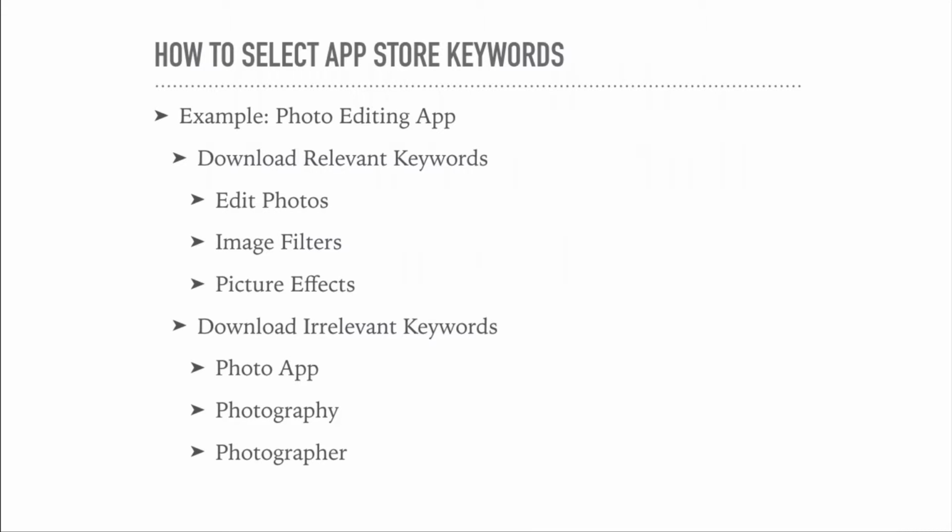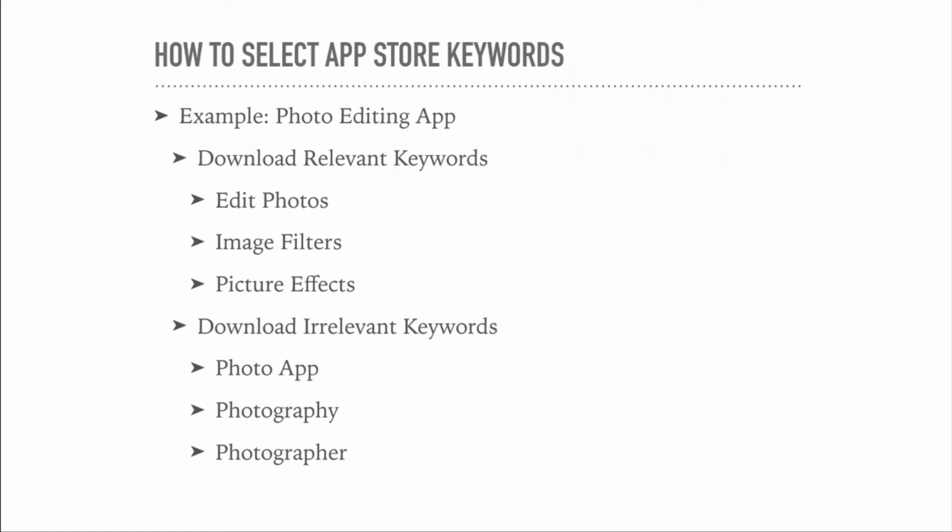All right, so let's get into download relevance. For example, let's say that you have a photo editing app. Some download relevant keywords would be edit photos, image filters if your app contains filters, and picture effects if you have effects in your app. Some keywords that would not be download relevant are something like photo app or photography or photographer, because those are way too generic.